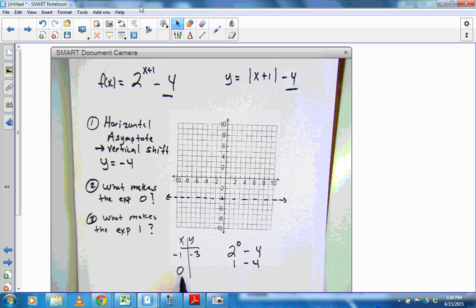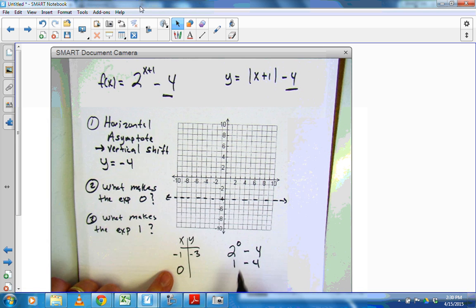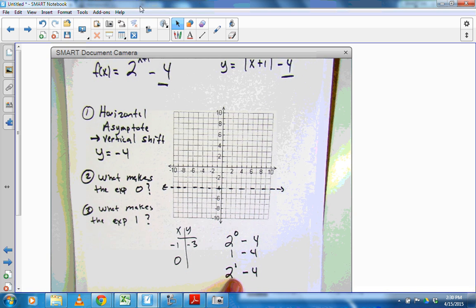Okay, now let's plug in 0. Plug in 0 right there. So 0 plus 1 would be 1. So I would get 2 to the first minus 4. Okay, now let's calculate that. 2 to the first is just 2, and 2 minus 4 would be -2.